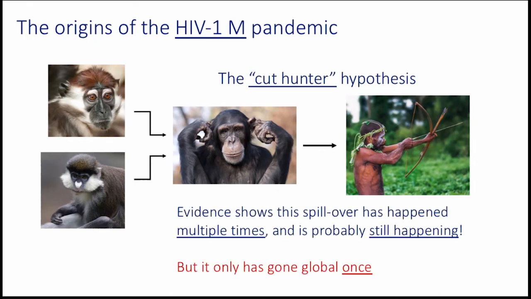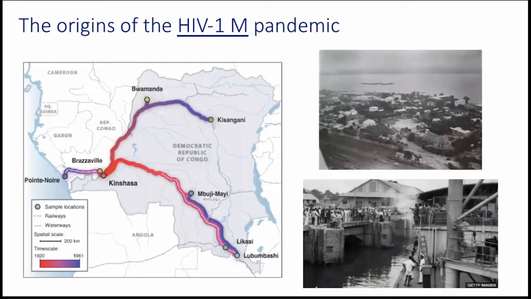Our evidence shows that this has probably occurred multiple times in human history, this jumping of monkey viruses, or simian immunodeficiency viruses, into humans. However, it has only gone global once, and this is what has caused our current HIV pandemic. How this happened is the virus originally made the jump, we think, in southeastern Cameroon, probably around the early 20th century, and then spread through trade routes down into what was then a colonial city of Leopoldville, now known as Kinshasa, and through local trade networks.